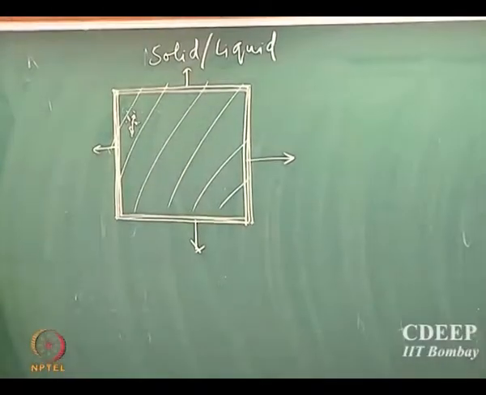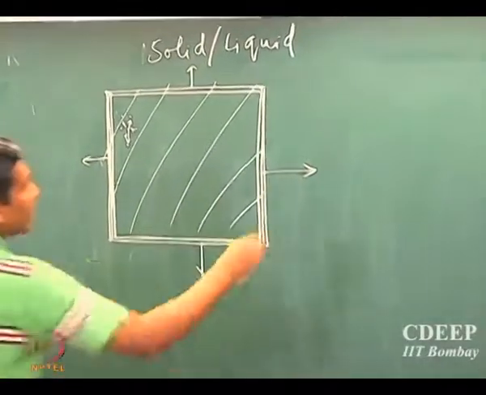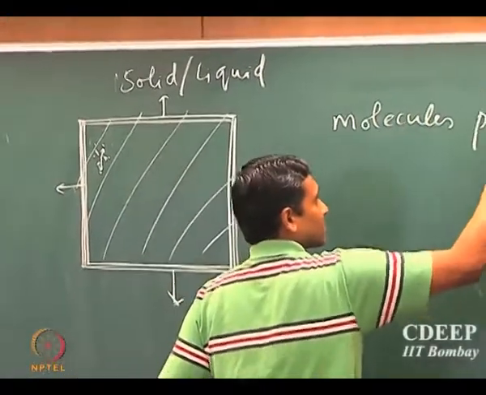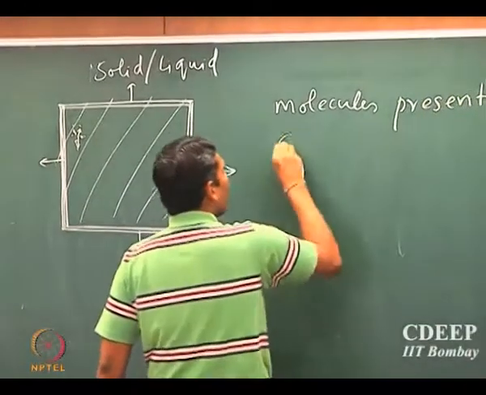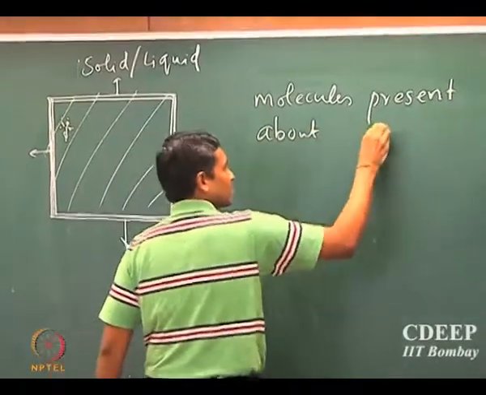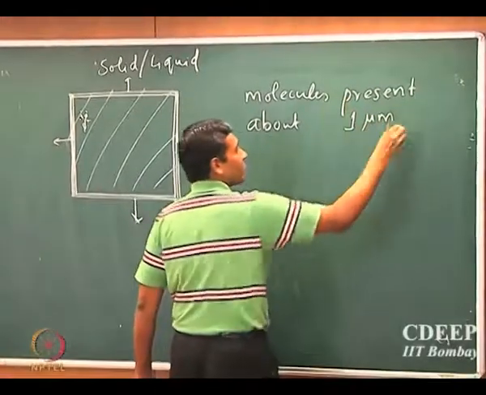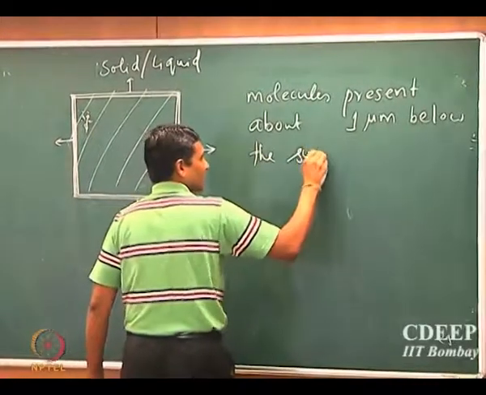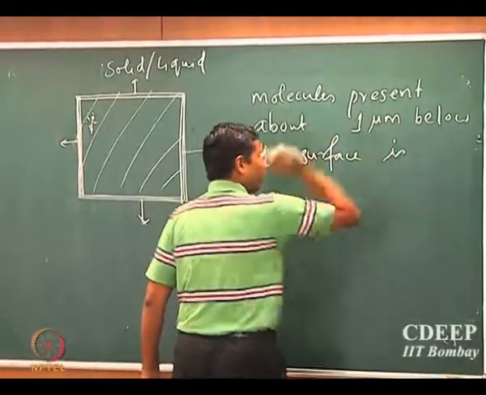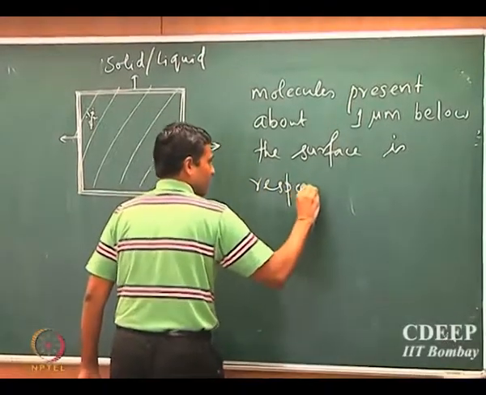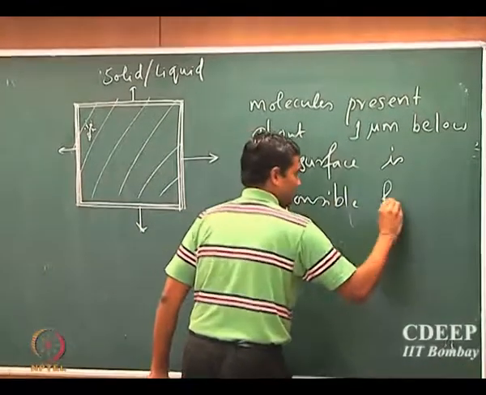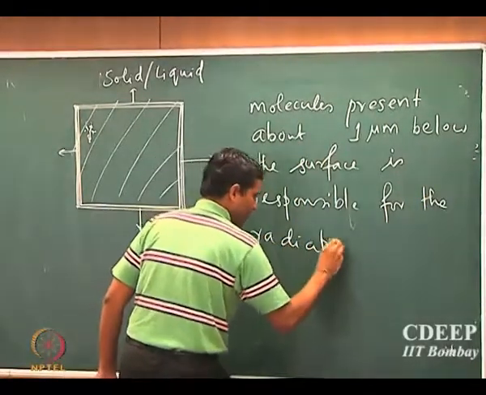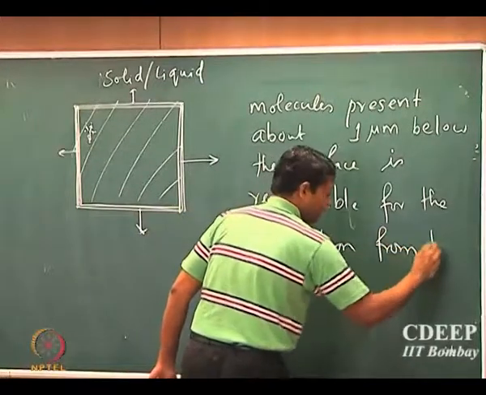And in principle, what is believed is that the molecules present about 1 micrometer below the surface are responsible for the radiation from that surface.